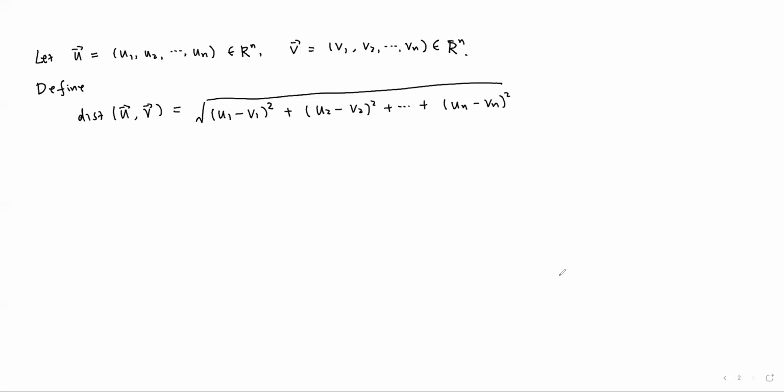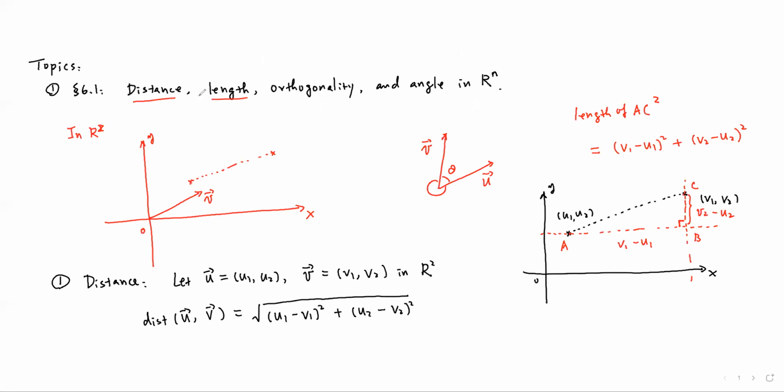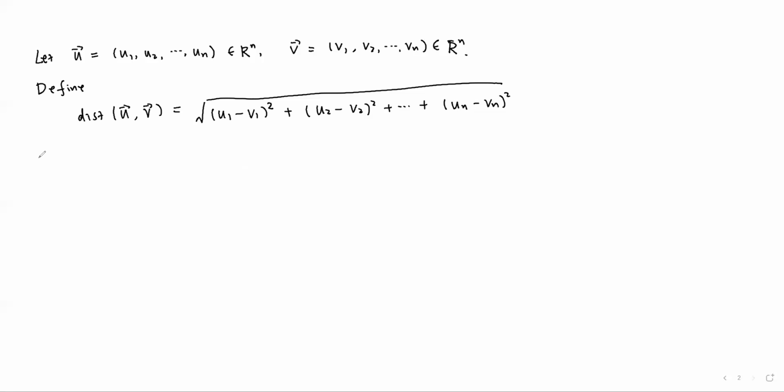Now, second, the length of a vector. Number 2, the length of a vector. All right. First, in R2, say we have a vector, a vector V.